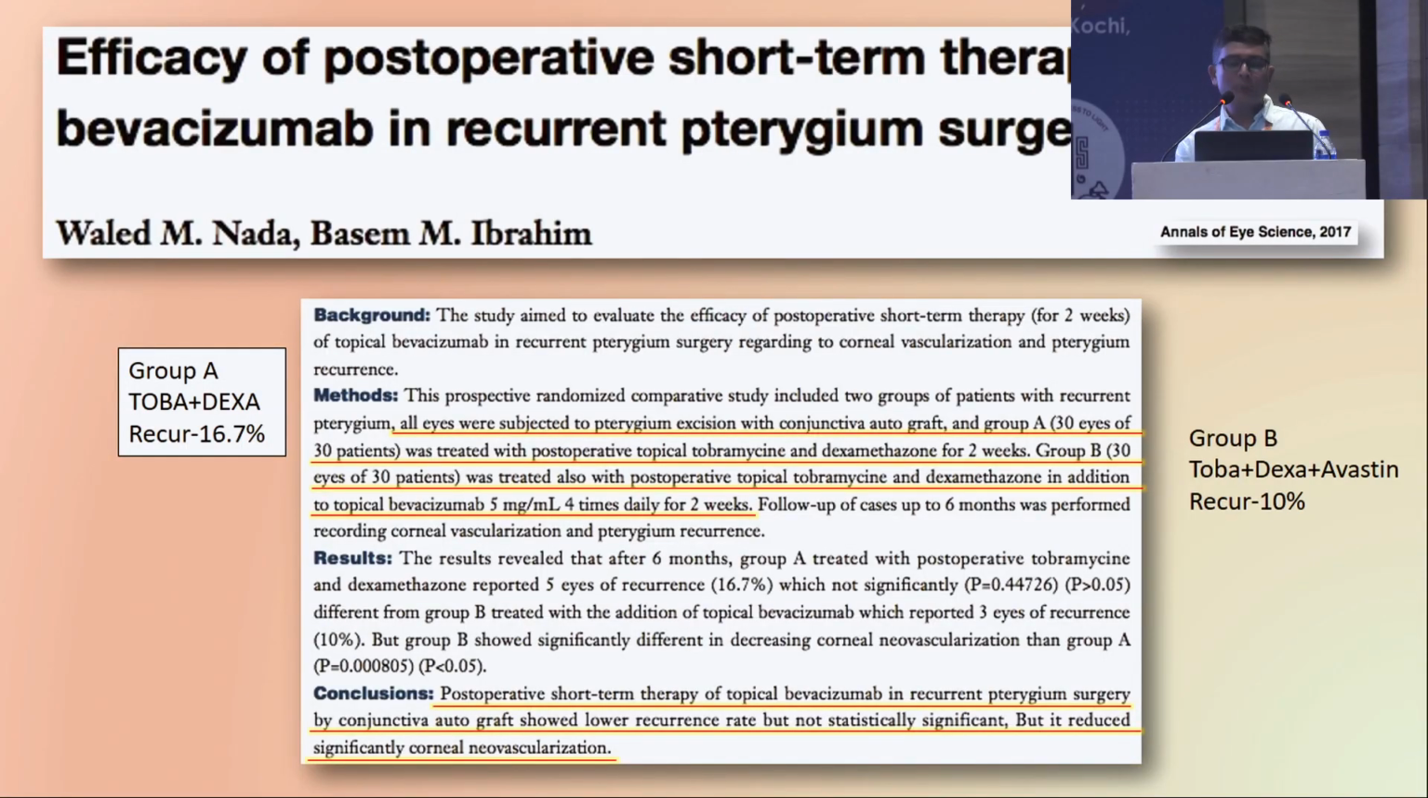In this group, they used postoperative topical Avastin drops, and they divided 30 patients in each group. The first group was given a standard antibiotic plus steroid combination postoperatively for 2 weeks, and in the other group they added Avastin drops to the antibiotic and steroid drops. They concluded that short-term postoperative therapy with Avastin doesn't statistically decrease the rate of recurrence, although it reduces new vascularization significantly.